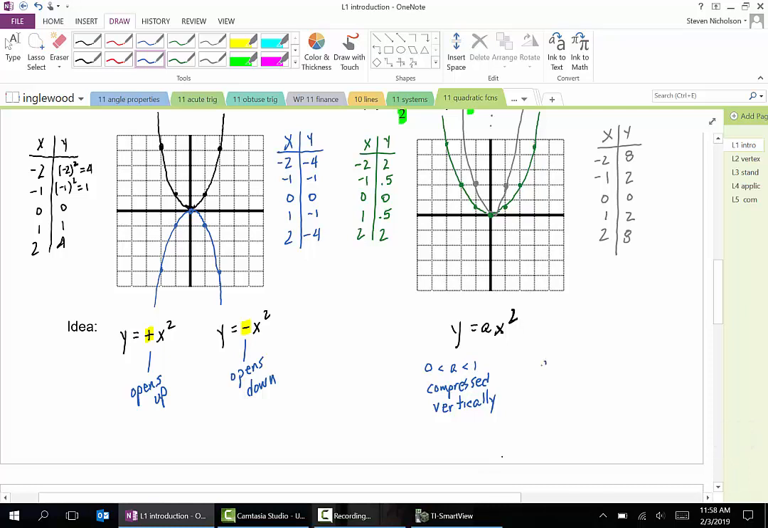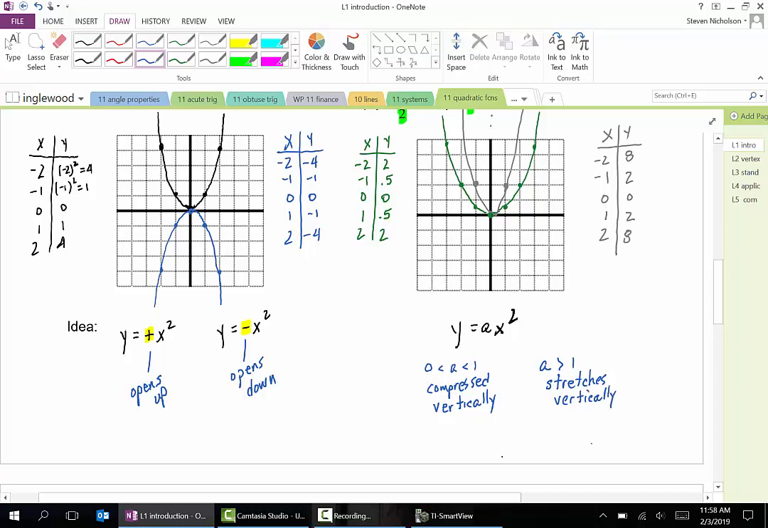Well, what happens when A is greater than 1? It gets skinnier. And really what it's doing is it stretches. It's like you're tugging on it and you're pulling the points higher and higher, and the graph gets skinnier. So it stretches vertically.